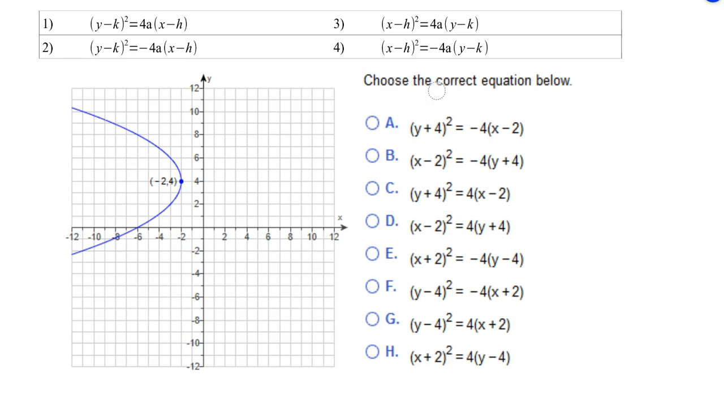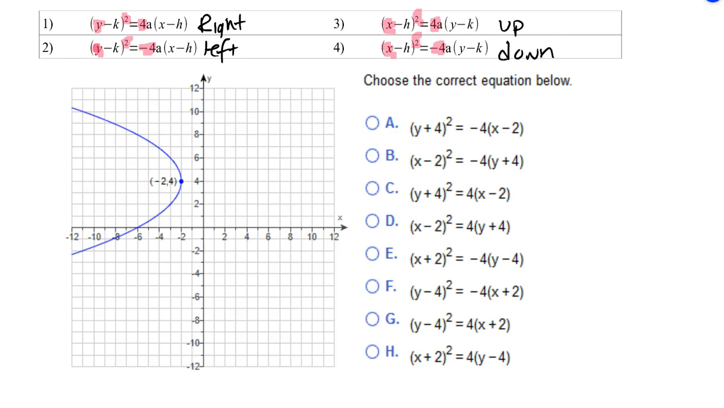In this example, we want to choose the correct equation that would match this graph. Before we do that, let's take a look at the four orientations. When we have the squared on the y with a positive value, that's the right orientation. When the squared is on the y with a negative coefficient, that's left. When the squared is on the x with a positive coefficient, that is up. And when the squared is on the x with a negative coefficient, that orientation is down.